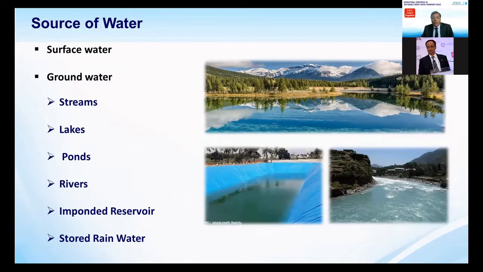Next. The sources of water: we have surface water mainly, and groundwater. Surface water comes from streams, lakes, ponds, rivers, embedded reservoirs, and stored rainwater. Sometimes, in desert areas, we have catchment ponds where we store the rainwater.